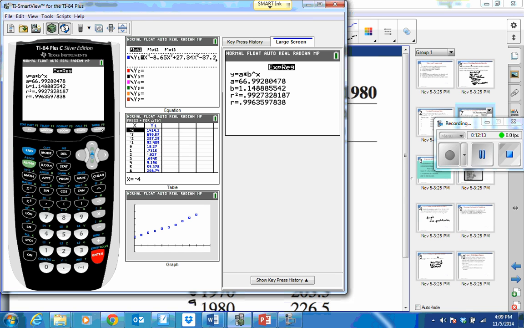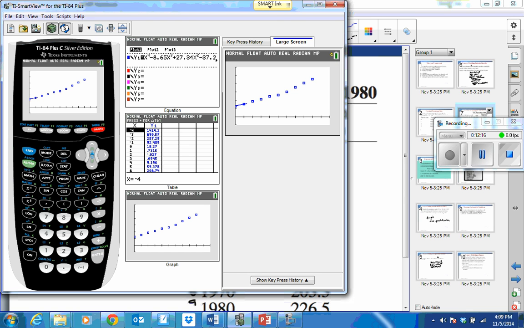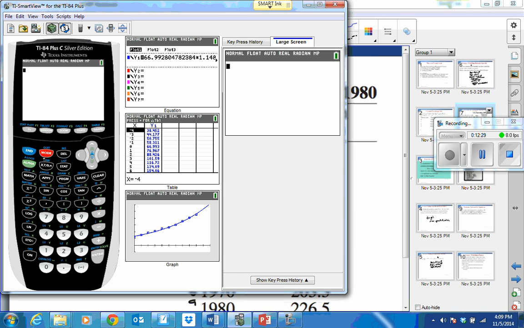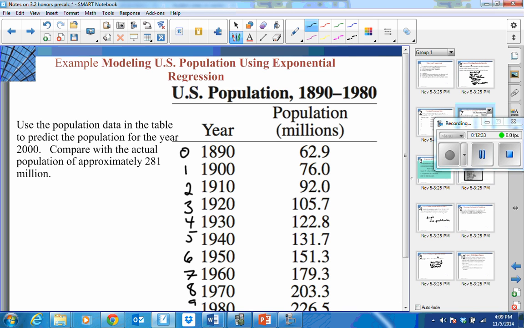And now let's look at our graph and see how smooth the curve is that's fitting that. And that's pretty good. So let's quit out of here, and so that's how you would do one of these problems on the calculator.